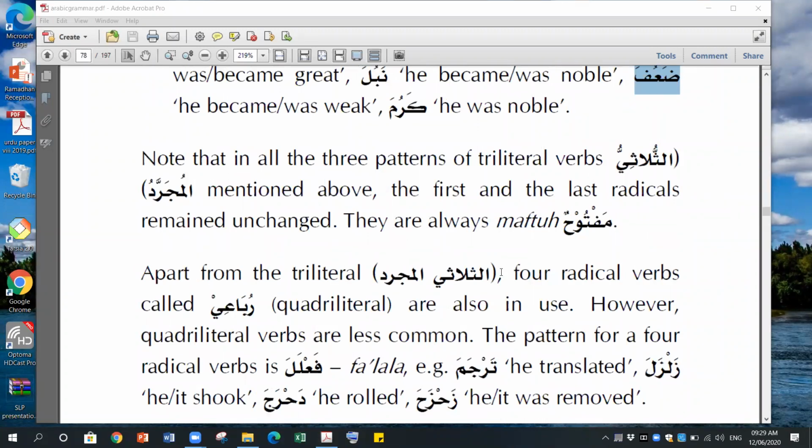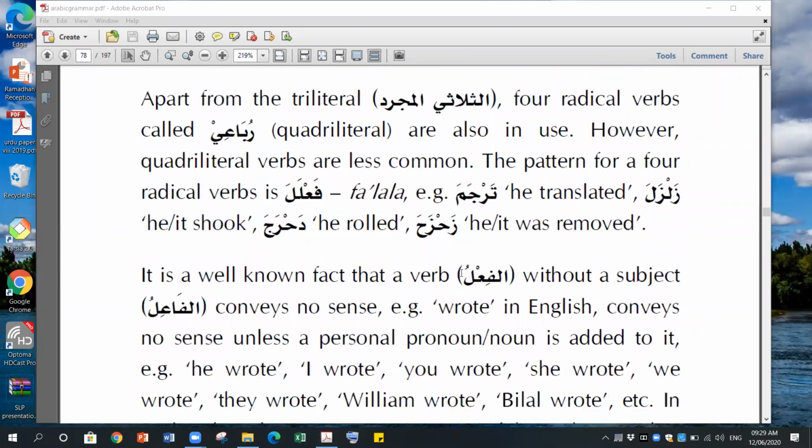Miss Riffat, with these patterns, do you mean that these are the root words? No, root words are 3 only, fa, ain, lam only. The difference in these patterns is only for the ain kalima: fatha, kasra, dhamma. The root words are fa, ain, lam in all 3 cases.